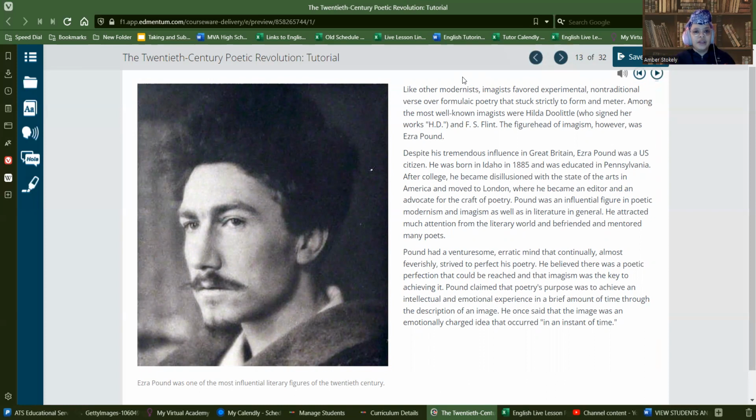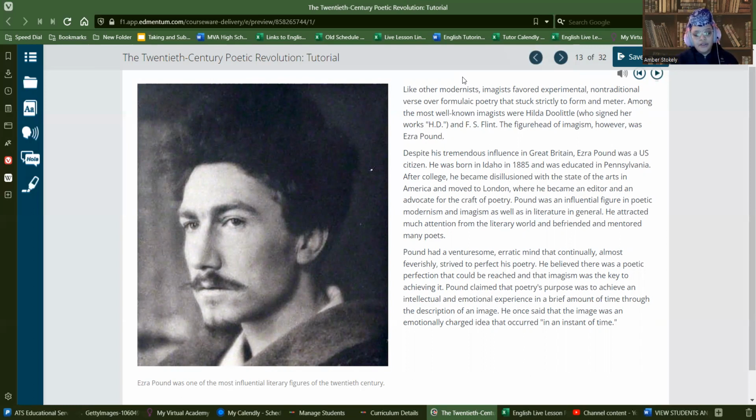But the figurehead of imagism was Ezra Pound, and that's why they mentioned his name in the subtitle for this section. So we're going to get a bunch of information about Ezra Pound since he was the focus in the center of imagism. Ezra Pound was a US citizen that had tremendous influence on Great Britain. He was born in Idaho in 1885, but moved to London later.